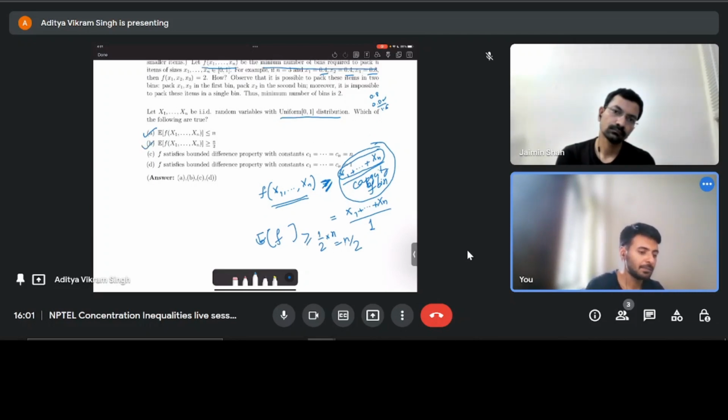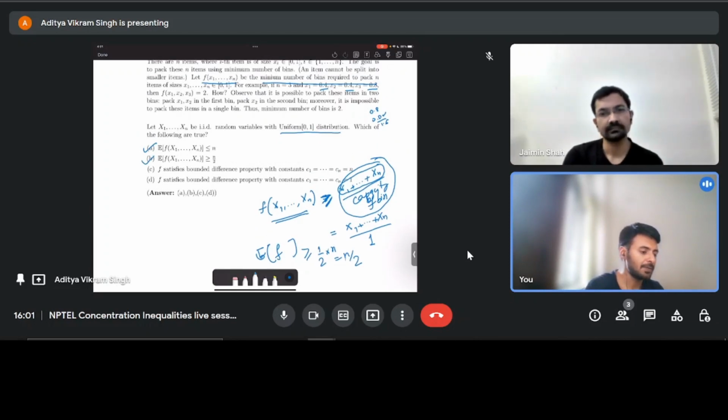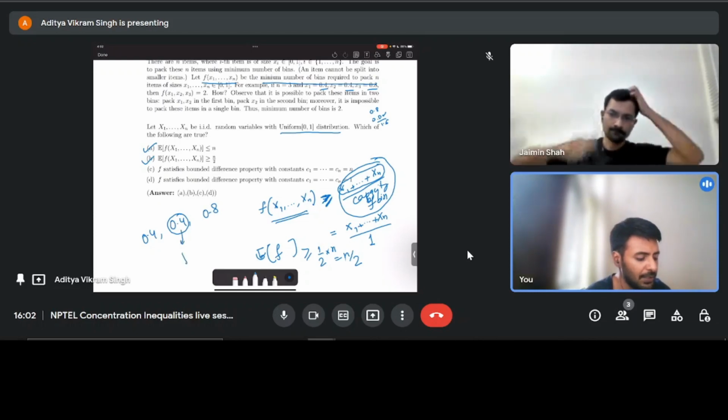Okay, so C is: F satisfies the bounded differences property with constants this and this. Now again it is clear that if you just change one item, you need at most one box extra, right? Suppose your items are like 0.4, 0.4, and 0.8. Suppose you have packed them somehow, then you change just this item. If you reduce this item size, it would be no problem. You can stay with the same configuration. If you increase it, then things may go bad. So just take it out and place it in a new bin.